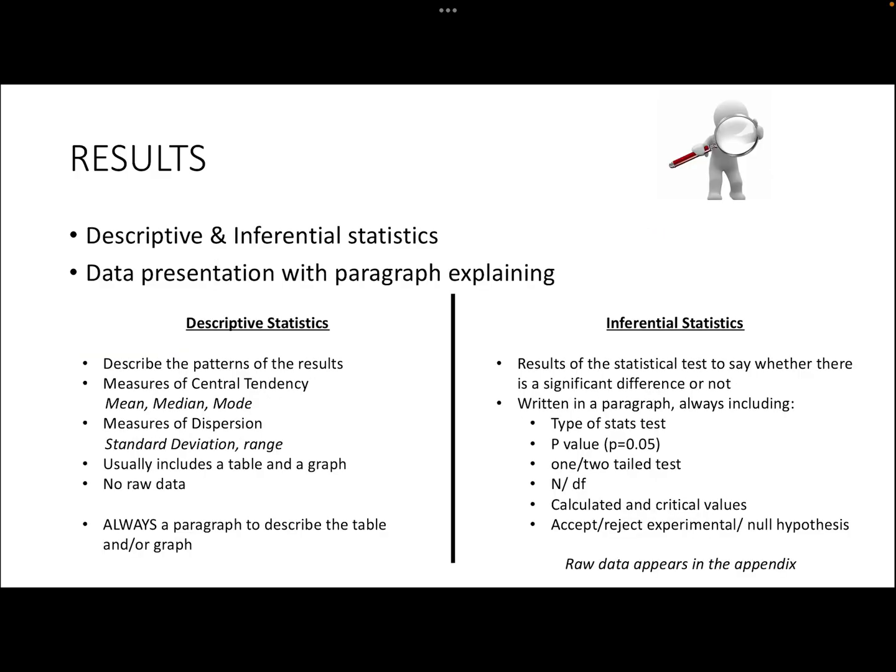Okay, we then get to our results section, and the results takes a few different forms and has to fulfill a few different tasks. So it basically needs to present the findings and summarize them, and it also needs to analyze them, so that we can make inferences about the hypothesis. So we typically involve both descriptive and inferential statistics. So we would describe the pattern of the results. We would discuss our measures of central tendency and measures of dispersion. We would include a table.